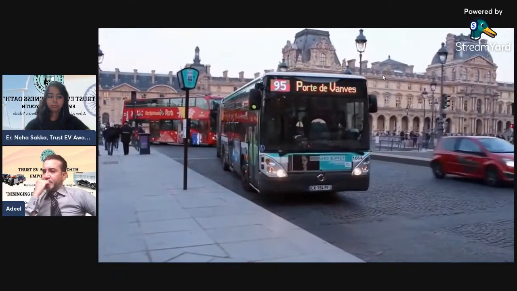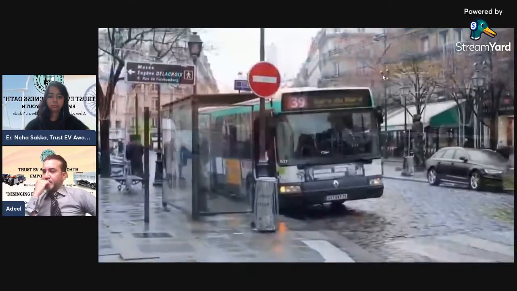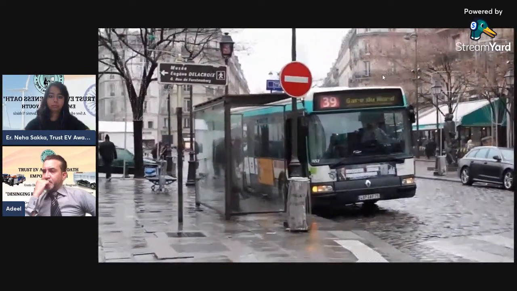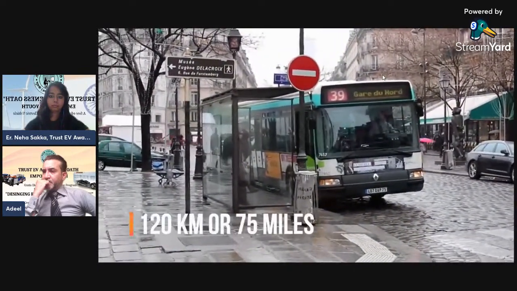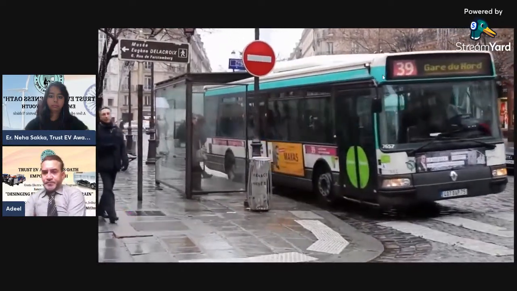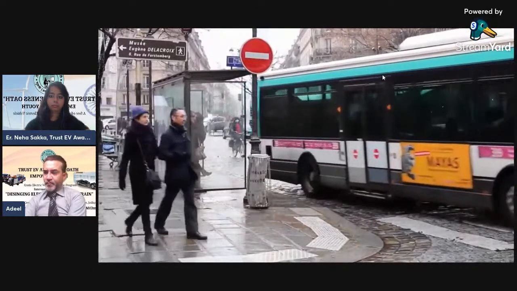The Oreos 4X uses lithium-ion batteries, which can be reloaded without the use of a battery charger, because this charger is included in the bus. The battery can provide up to 120 kilometers or 75 miles of range with a maximum speed of 70 kilometers per hour. The bus is also equipped with a wheelchair access system.